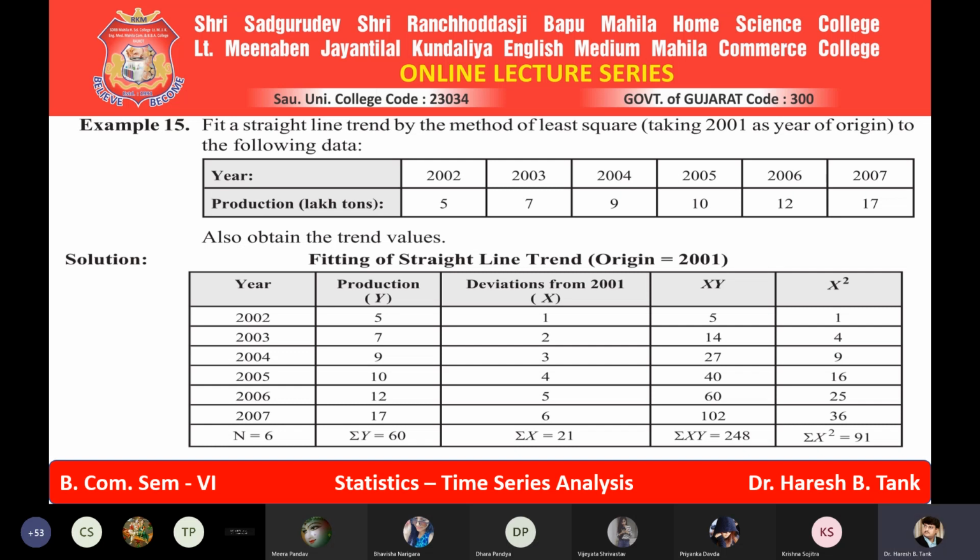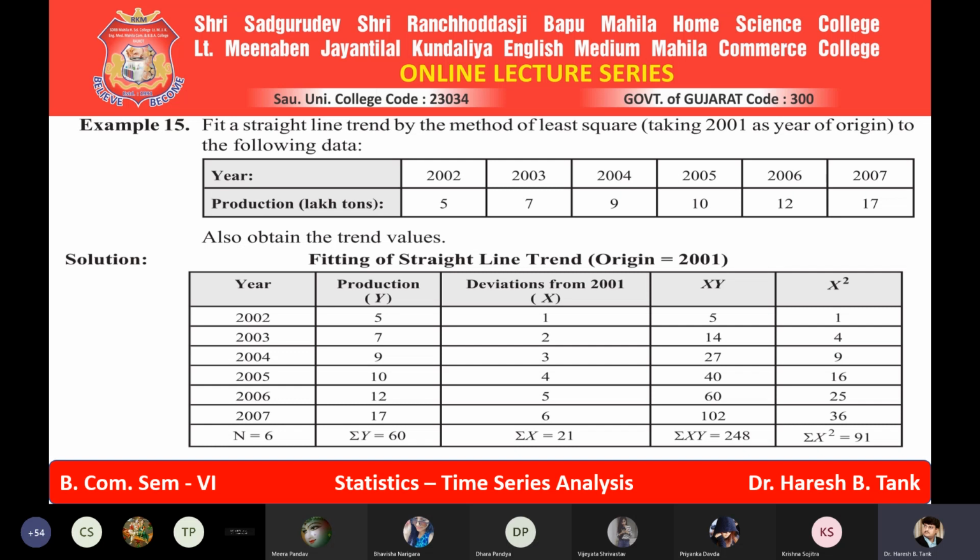Fit a straight line trend by the method of least squares by taking 2001 as a year of origin for the following data. The data set given to you is in the form of 2002, 2003, 2004, 5, 6 and 7 with a production in lakh ton. Okay.